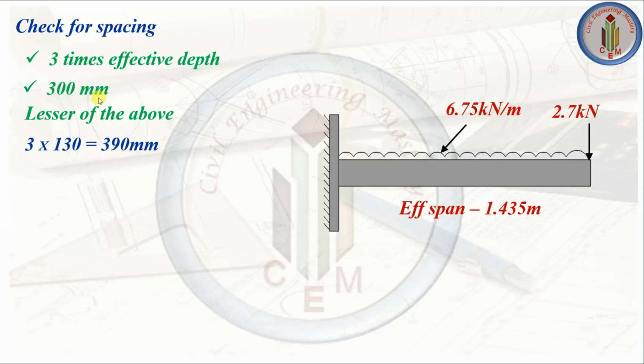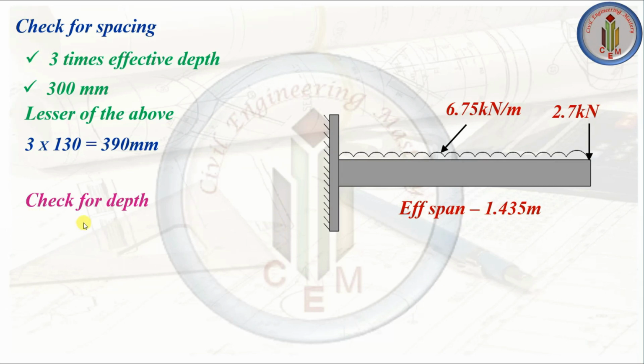So whatever spacing we are providing should not exceed the lesser of these two values. We had given 200 mm only, which is less than 300. So then it is fine. It is satisfying this spacing criteria as per IS code.